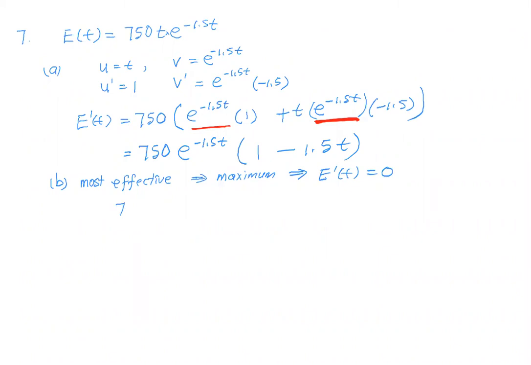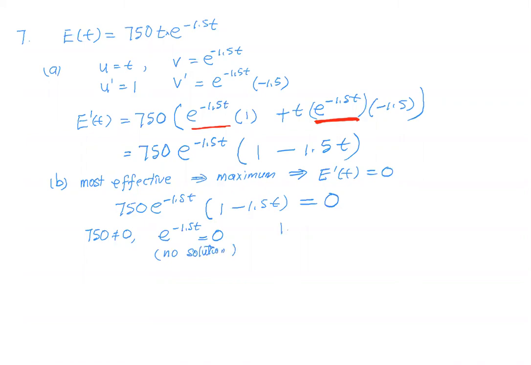So I will write down 750 e to the power negative 1.5 t, open bracket, 1 minus 1.5 t, equal to 0. So 750 cannot be 0. E to the power negative 1.5 t equal to 0, no solution. So 1 minus 1.5 t equal to 0. So t equal to 1 divided by 1.5. So that is 2/3.